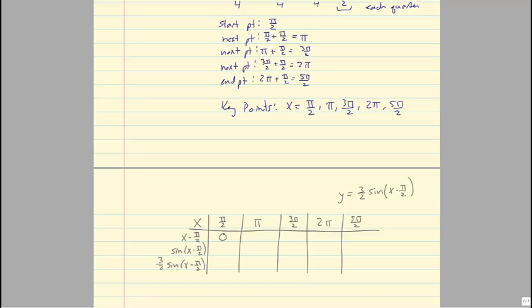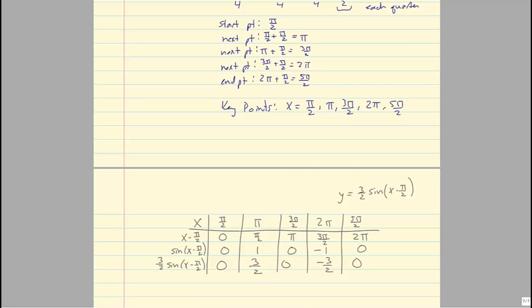Pi over 2 minus pi over 2 would be 0. Pi minus pi over 2 is pi over 2. 3 pi over 2 minus pi over 2 would be 2 pi over 2, or pi. 2 pi minus pi over 2 is 3 pi over 2. And 5 pi over 2 minus pi over 2 is 4 pi over 2, or 2 pi. So I get these nice quadrantal angles again. Okay, so then I want the sine of each one. The sine of 0 is 0. The sine of pi over 2 is 1. Sine of pi is 0. Sine of 3 pi over 2 is -1. And the sine of 2 pi is 0. Then I take each of these times 3/2.